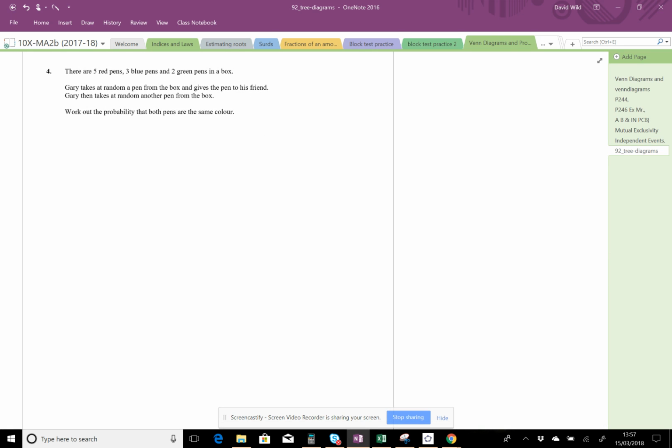Question 4. You'll notice this time that we don't have a tree drawn for us, so we're going to have to do that most likely. There are 5 red pens, 3 blue pens, and 2 green pens in a box. So we've got some sort of box here, doesn't matter what it looks like, and we've got 5 reds, and we've got 3 blues and 2 greens in there.